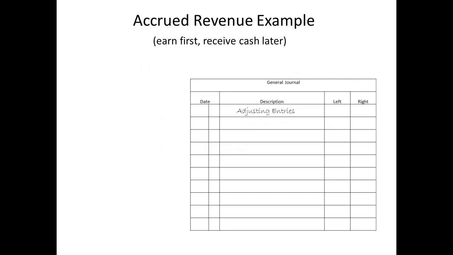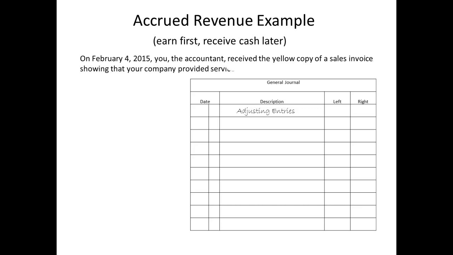Let's say that on February 4th, 2015, you, the accountant, received the yellow copy of a sales invoice showing that your company provided services on account to a client on January 29th, $400. You're lucky to be getting this on February 4th. Sometimes source documents straggle in even later, even with computers.